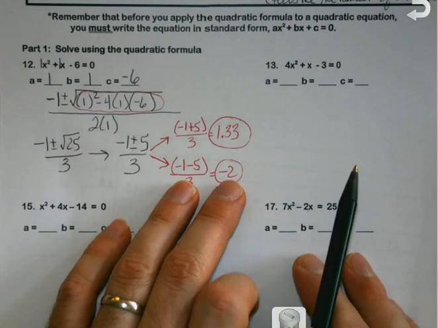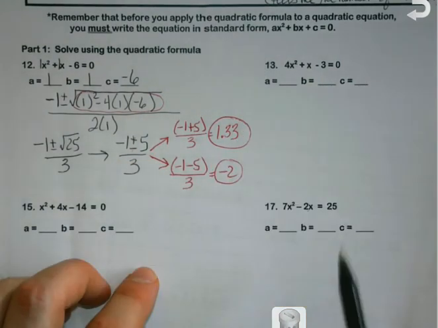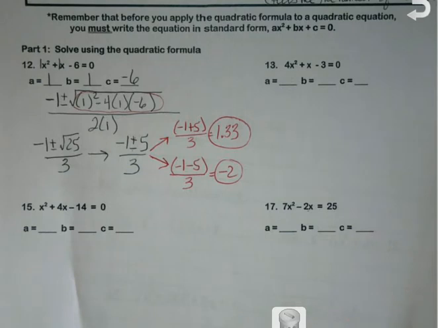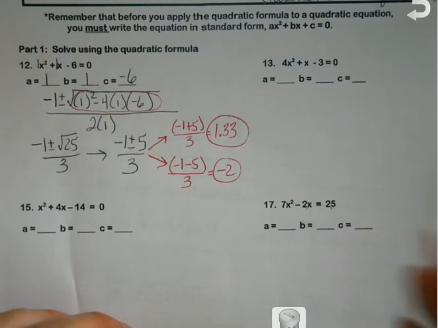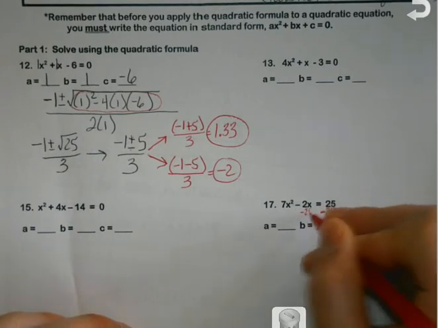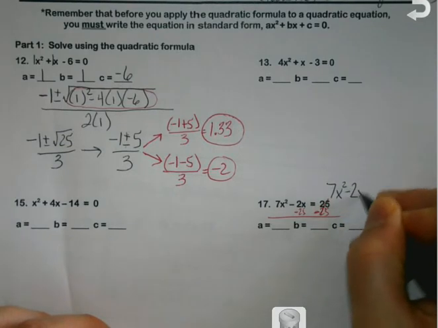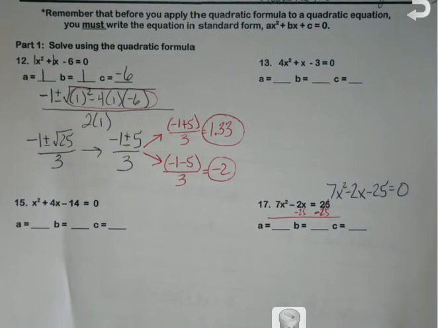Let me bring this down just a little bit. This reminder is what's going to happen here. You must write the equation in standard form. In other words, this has to be on the other side. I have to have this equal 0. So how do I move a positive 25 to the other side? What's the opposite of a positive 25? Subtract it, or a minus, or a negative. So I've got 7x squared minus 2x minus 25 equals 0.